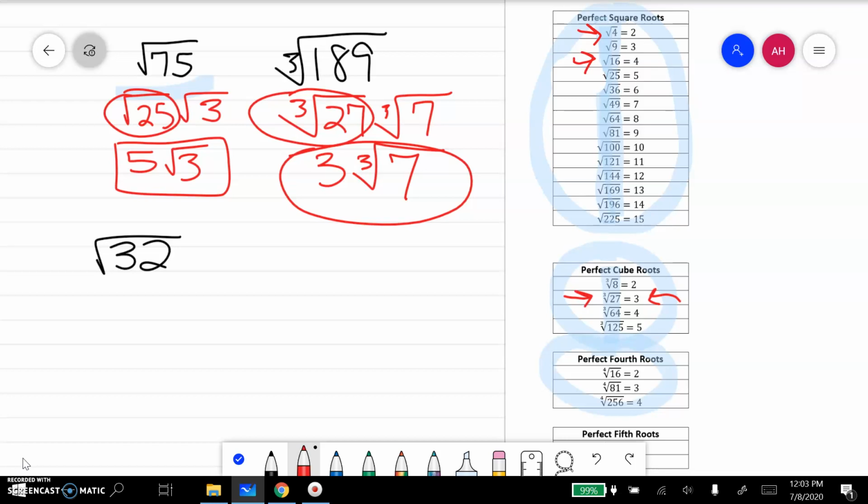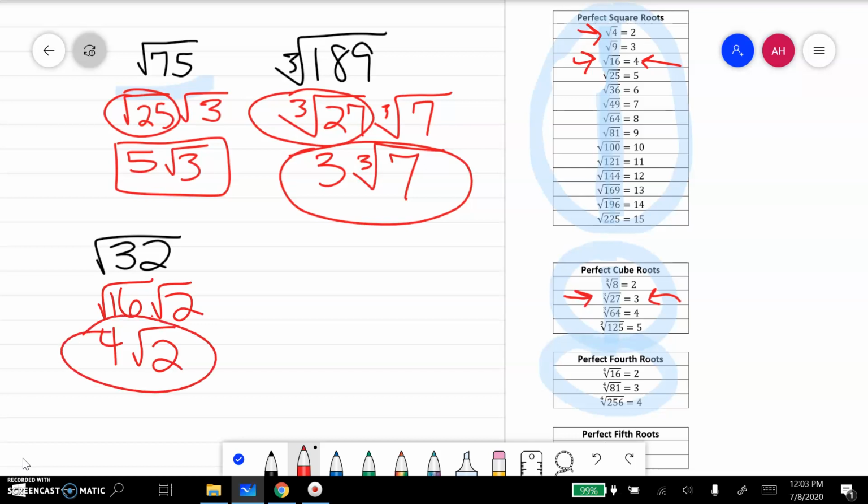So I'm going to split this into 16, and 16 times 2 gives me 32. Square root of 16 is 4. So we end up with 4 square root of 2. If you don't use the largest number, what happens is you have to break it down again, which is fine, but it adds extra steps. So I always try to encourage you to make sure you use the largest number first.